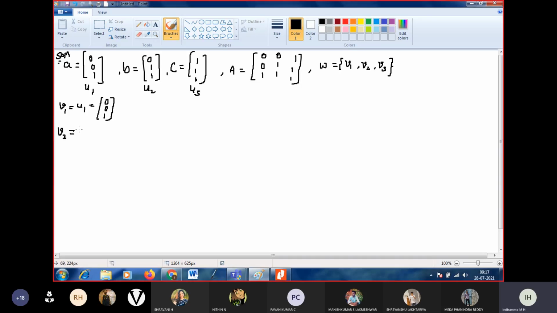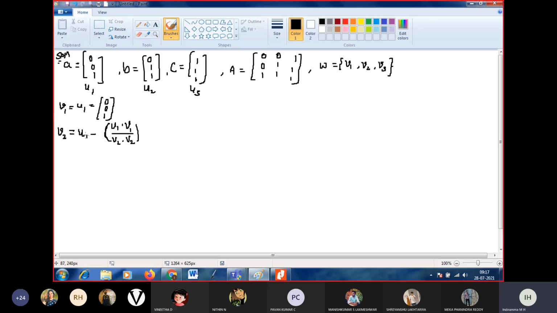Tell me fast. U1 minus what? U1 minus... U1 into what? U1 into V1, U1 dot V1 divide by V2 dot V2. Correct? Is it right? U2 minus U2 into V1 by V1 V1.